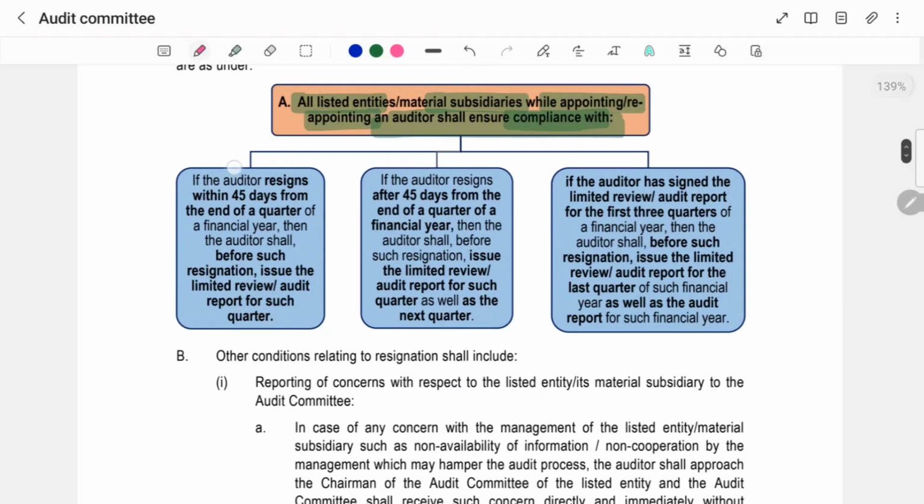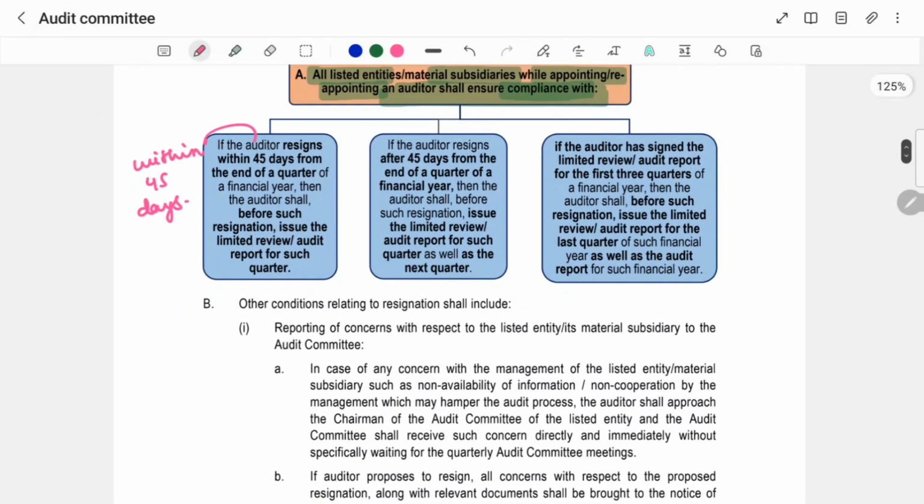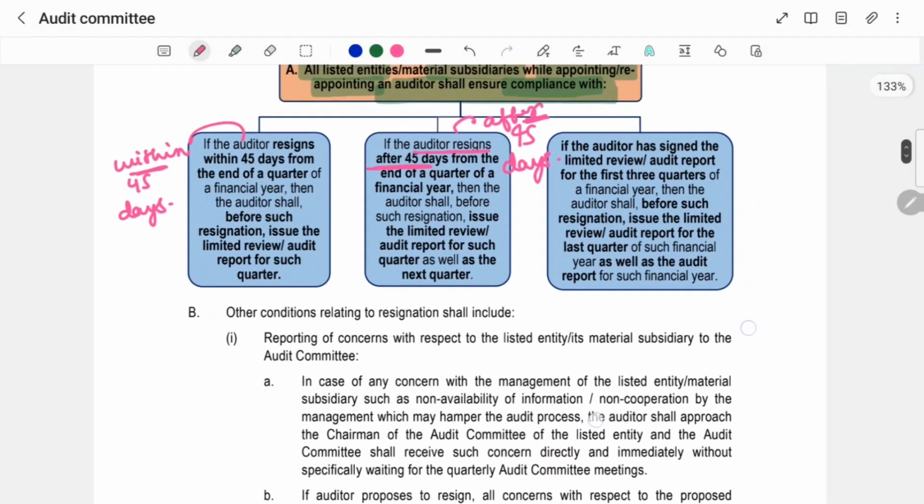Here it is given if the auditor resigns within 45 days. Within 45 days. Next it is written if the auditor resigns after 45 days. What is given? After 45 days. So you can see the difference. This is for within 45 days. This is for after 45 days.